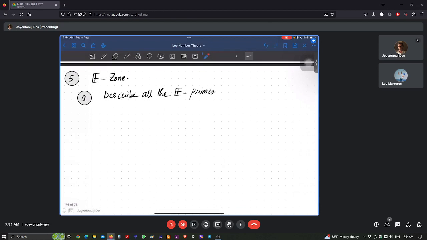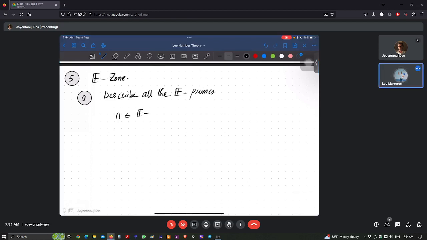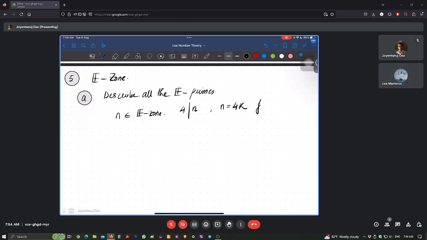So what is happening is, suppose you are taking any number n that belongs to this E zone. If 4 divides n, then I can write n as 4k for some k. So I can write it as 2 times 2k. Now both 2 and 2k belong to the E zone.